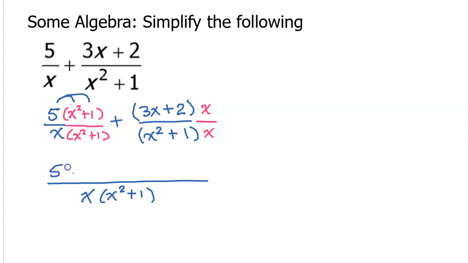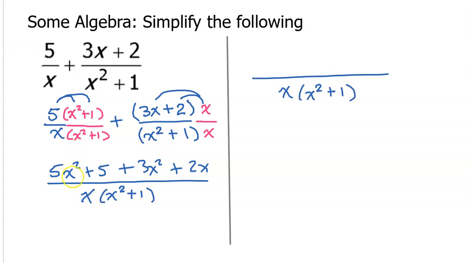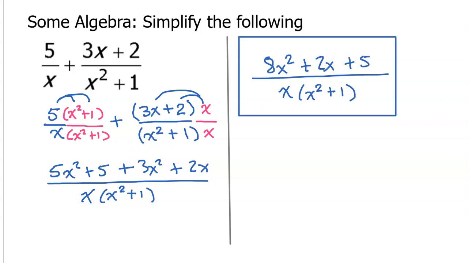So in the numerator we have 5x squared plus 5 from the first fraction, and distributing this x we have plus 3x squared plus 2x. Let's combine like terms. 5x squared plus 3x squared is 8x squared. And then we have the plus 2x and plus 5. And that's how we combine two rational expressions into one.